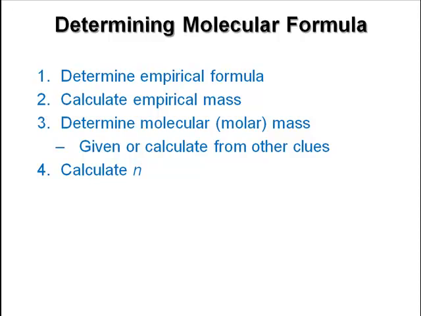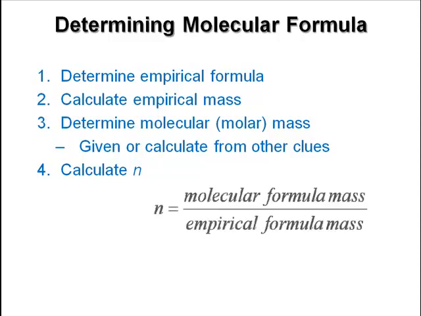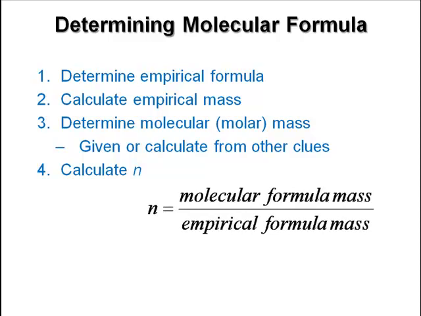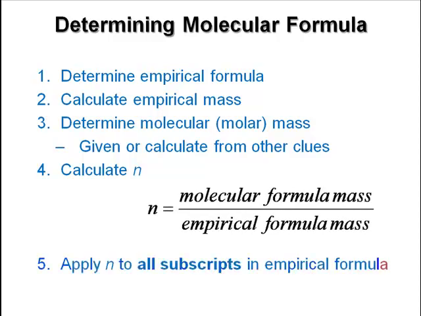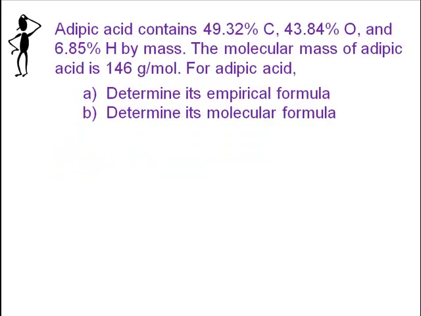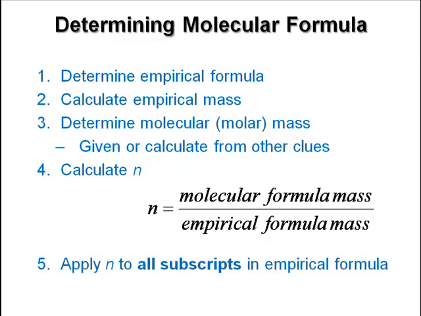Then you calculate your n, which is molecular formula mass over empirical formula mass. And then multiply it out, apply it to all subscripts in the empirical formula, and that gives us our molecular formula. So those are the 5 steps for determining a molecular formula.